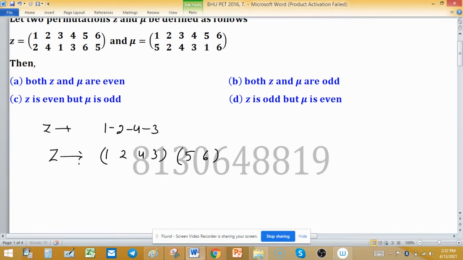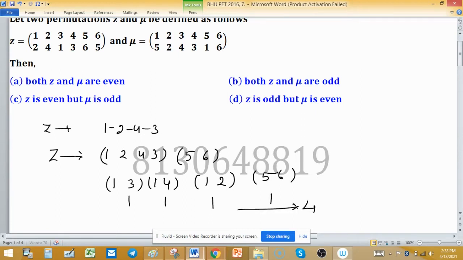Now write this permutation Z in transposition form. So 1 with 3, 1 with 4, 1 with 2, and then 5 with 6 as previously. So 1, 2, 3, 4: there are 4 transpositions. So Z is an even permutation. So Z is odd in option D, this option D is wrong, and B is also wrong. Now the true option is either A or C.